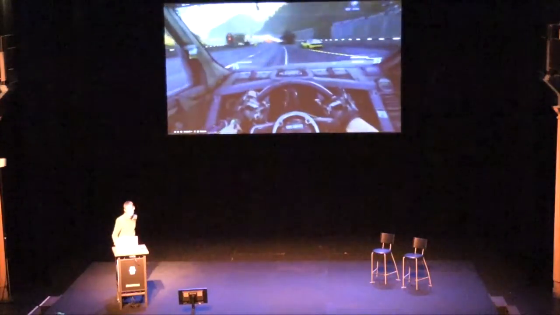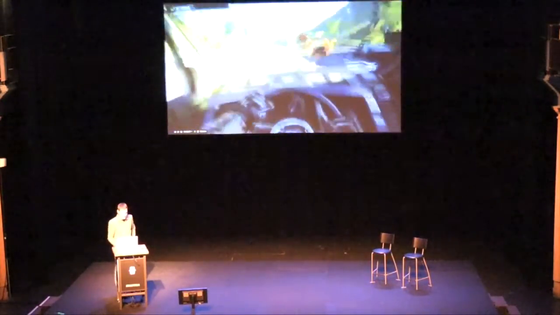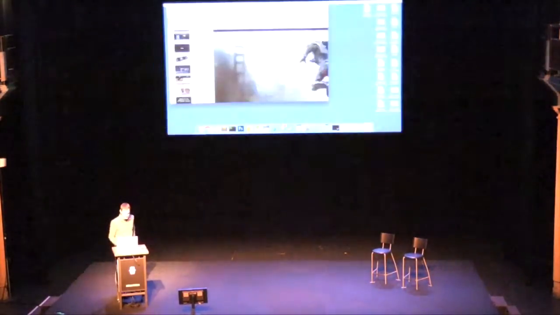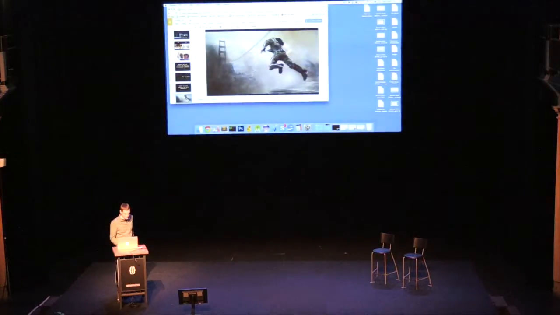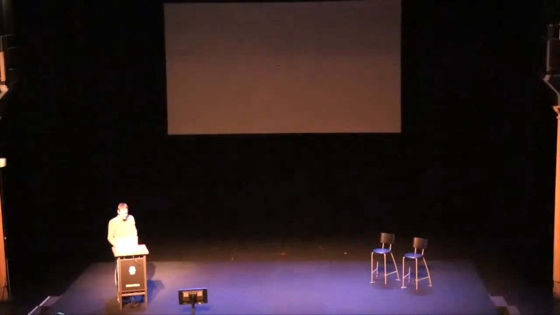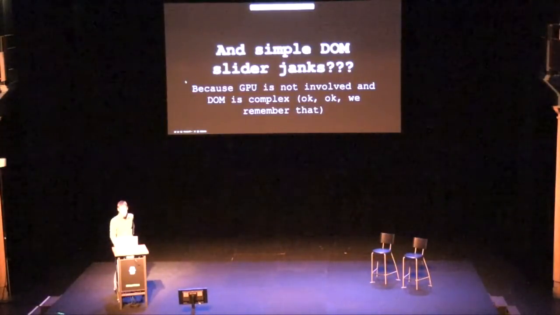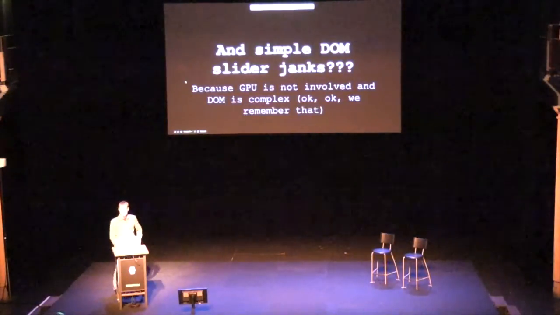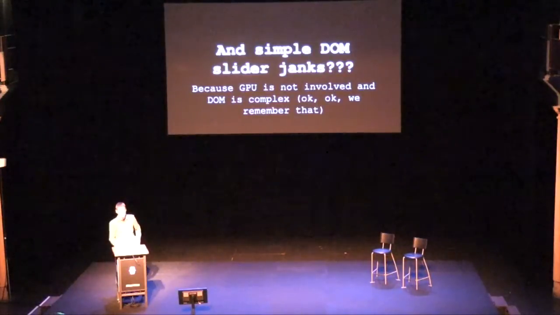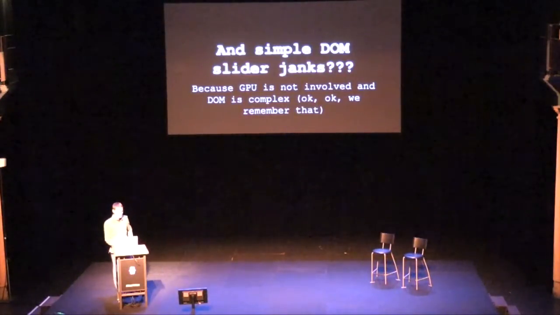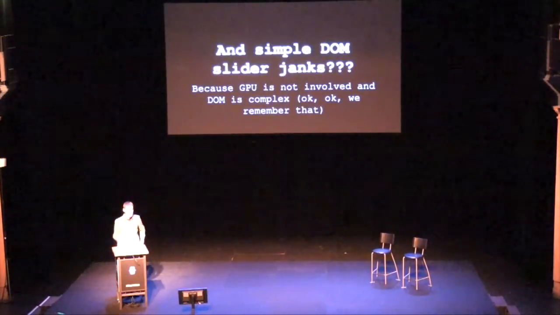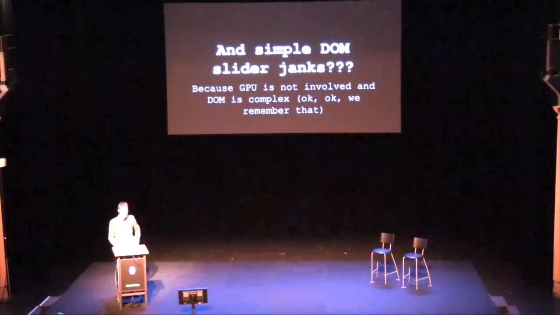So, yeah, the world is not perfect. Yeah, it janks because the DOM is a slow and complex model. The GPU is not fully involved. The browser makes a lot of decisions, as I'll show in a demo. Browsers are too clever.